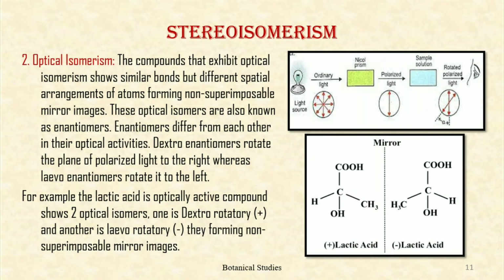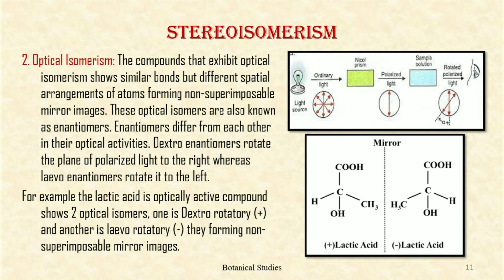The second stereoisomerism is optical isomerism. The compounds that exhibit optical isomerism show similar bonds but different spatial arrangements of atoms, forming non-superimposable mirror images. These optical isomers are also known as enantiomers. Enantiomers differ from each other in their optical activities. Dextro enantiomers rotate the plane of polarized light to the right, whereas levo enantiomers rotate the plane of polarized light to the left.